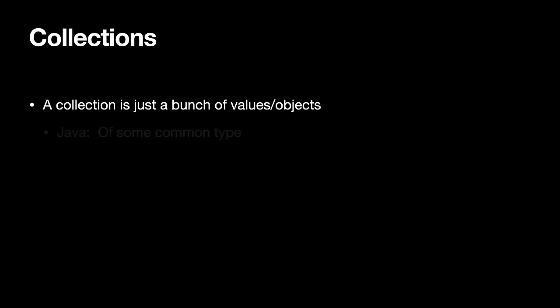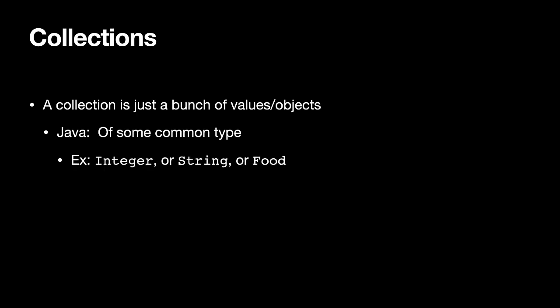So in programming languages like Java, typically they're of a common type. So we could have a collection of integers or a collection of strings, or a collection of food objects if we're creating some sort of game or simulation that has the concept of food. Usually collections can be extended, and what I mean by that is that we can add more items to them.